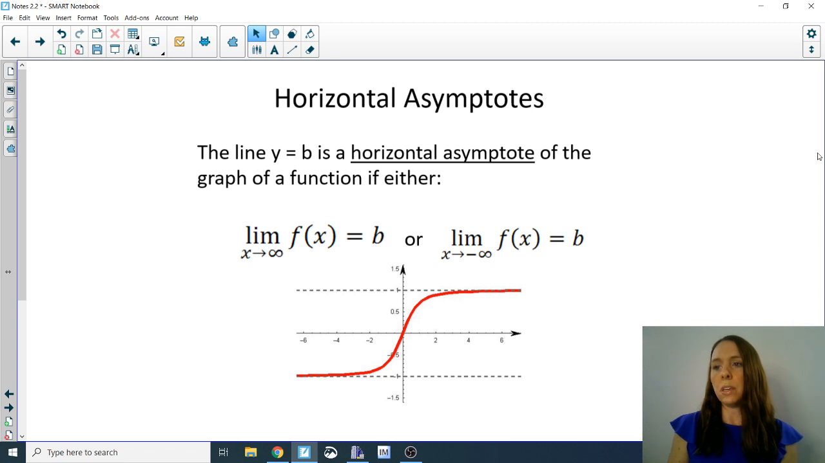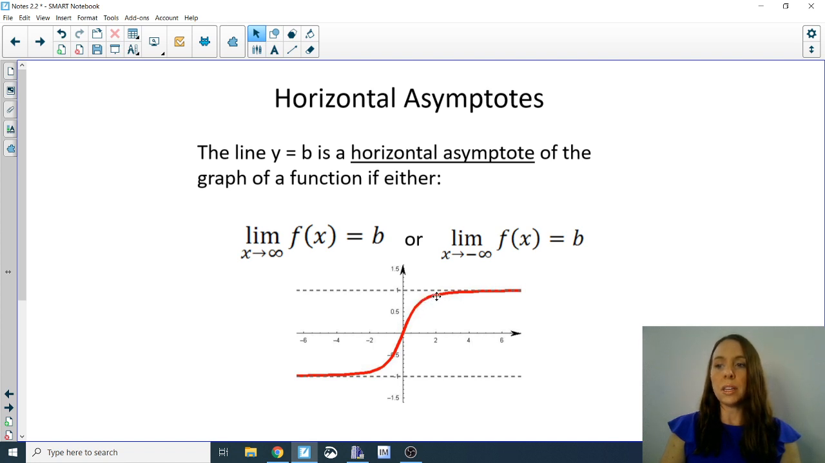The line y equals b is a horizontal asymptote of the graph of a function if you can either say the limit as x approaches infinity of the function equals b, or the limit as x approaches negative infinity of the function equals b. Now, it's important to note that you don't have to have both of these limits. You don't have to have the limits equal to the same thing. Notice the word or in here. The little graphical example that I put here is actually an example where we have two horizontal asymptotes, as you can see. And so we would have two limits that give us two different answers here.